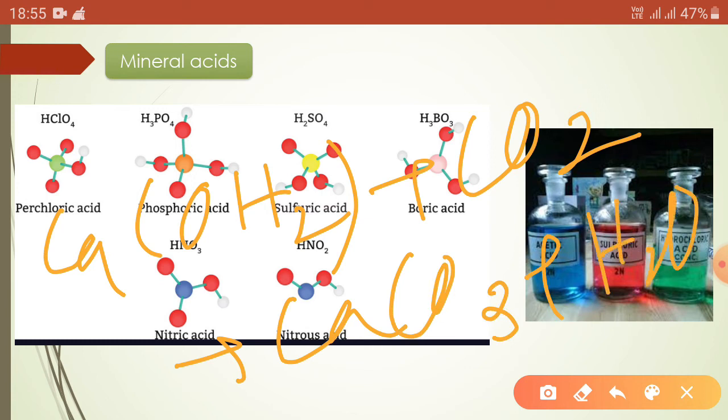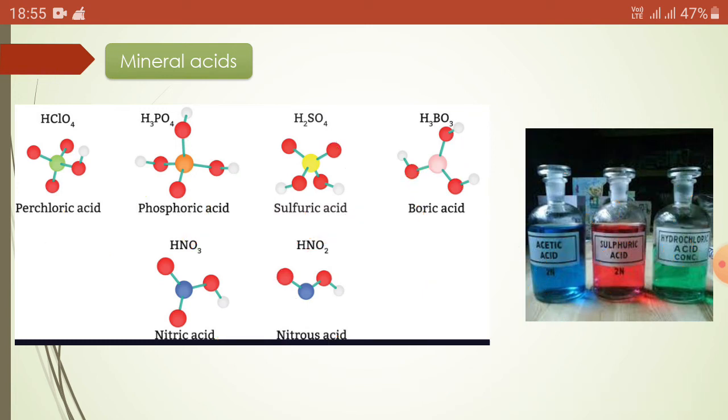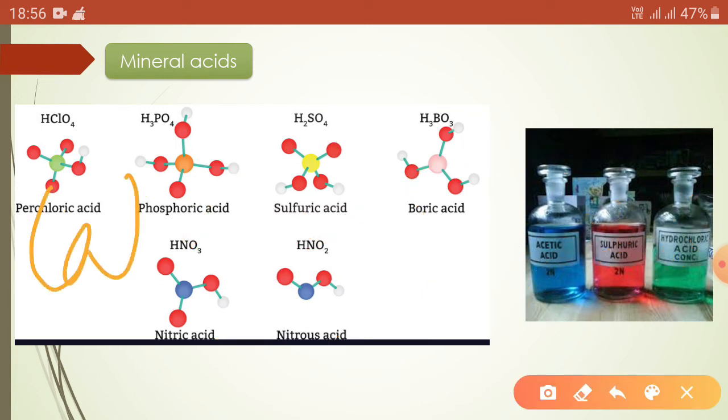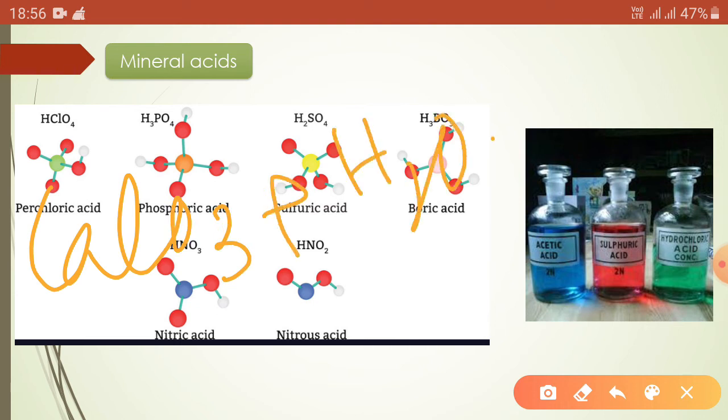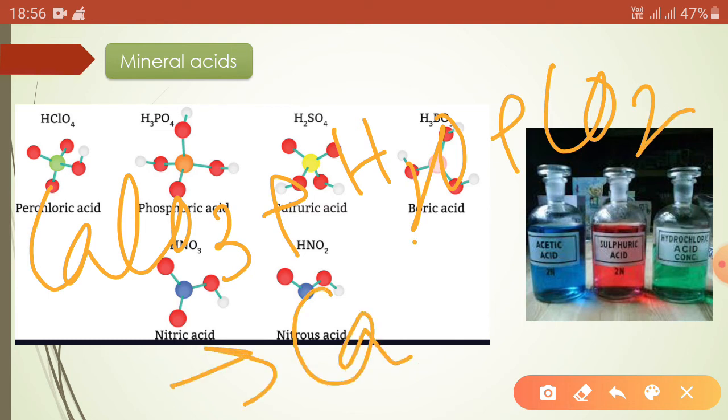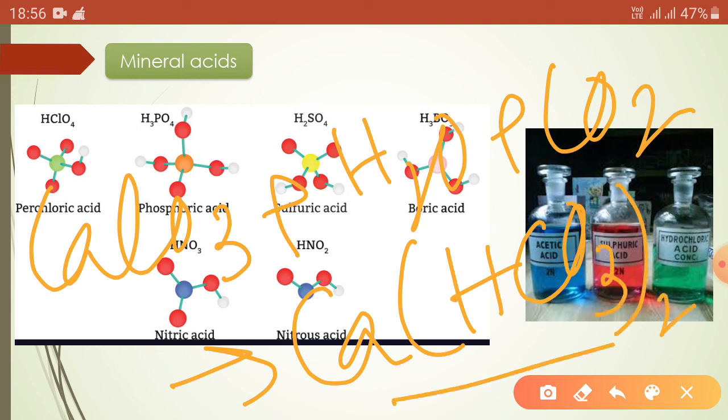So here we got CaCO3, calcium carbonate, and water as a product. If we take calcium carbonate and it reacts with water in the presence of carbon dioxide, it gives us Ca(HCO3)2. It is known as calcium hydrogen carbonate.